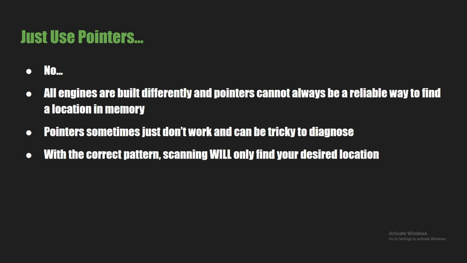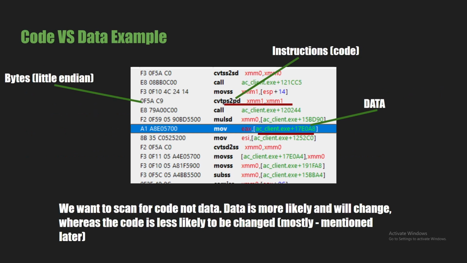It can be nightmarish, and it's much easier, if you're having these sort of issues, just to pattern scan it. If something's really hard to find, pattern scan it. Don't use a pointer, because you'll lose it, and you will just get frustrated. With the correct pattern, scanning will only find your desired location. So it's always good, if you have got the utility, to use it. If you don't know how, just use pattern scanning over pointers every day of the week.